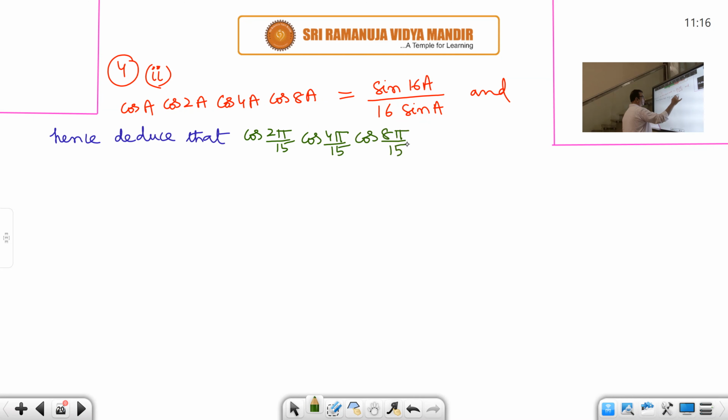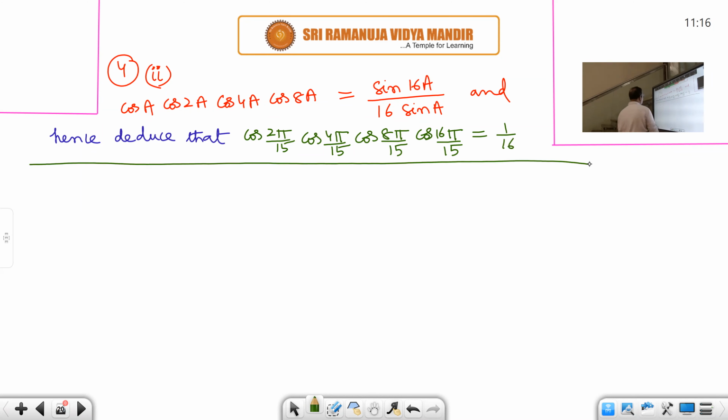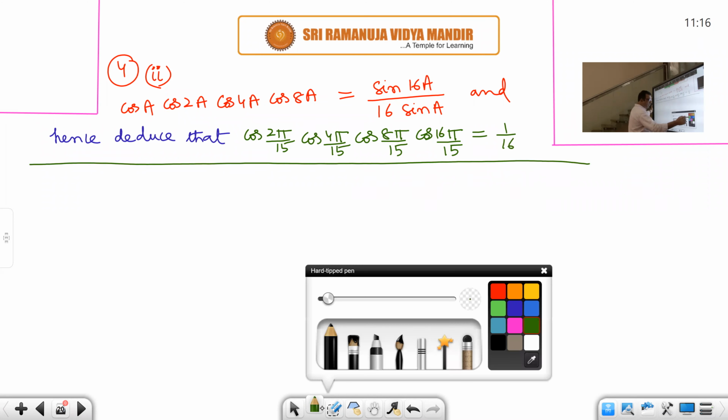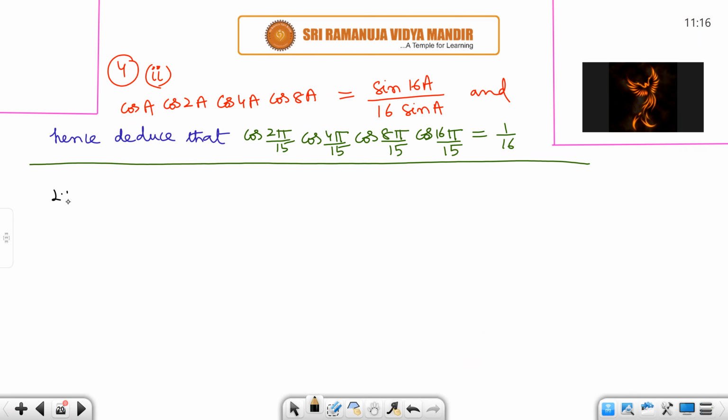Next angle will be what? Cos 16 pi by 15, sir. Correct, because they are in GP. So we have to show that it is equal to 1 by 16. Okay. So please help me in solving the problem, Prabhas. Yes, sir. We'll start from the left hand side.